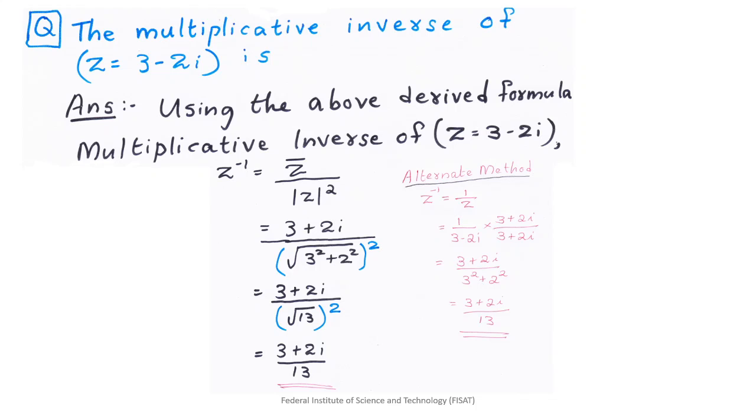So to find the multiplicative inverse in this question, you can directly apply z bar by mod z square. It is 3 plus 2i by 13. If you forget this formula also, you can do z inverse equal to 1 by z. So 1 by 3 minus 2i will be the multiplicative inverse. Multiply it with its conjugate in the numerator and denominator. The answer is this one.